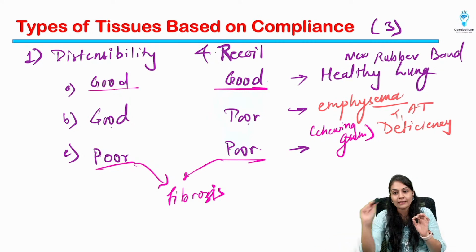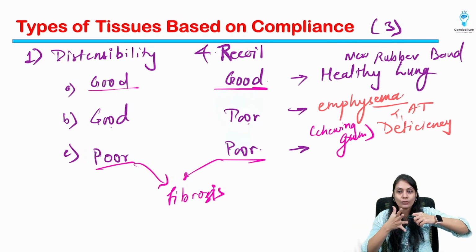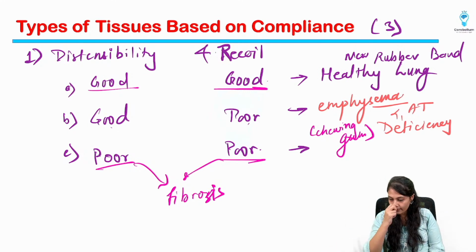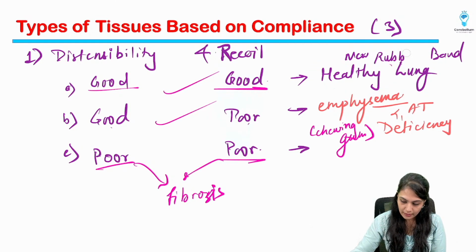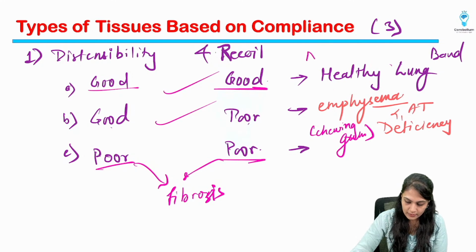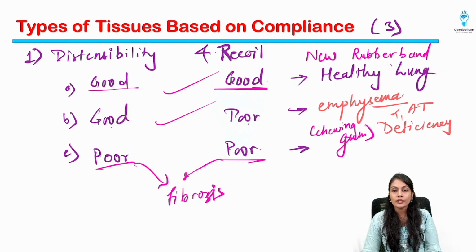Your lungs are like these elastic rubber bands: they can stretch, and as soon as the inspiratory muscles relax, they flip back to their normal size. So this is the difference between the good one and the poor one. This is the healthy lung, right? This is the first thing you have to know: it is like a new rubber band which is not used up yet, and it has strong elasticity, the recoil property, good stretchability and good recoil property, right? So this is the case.